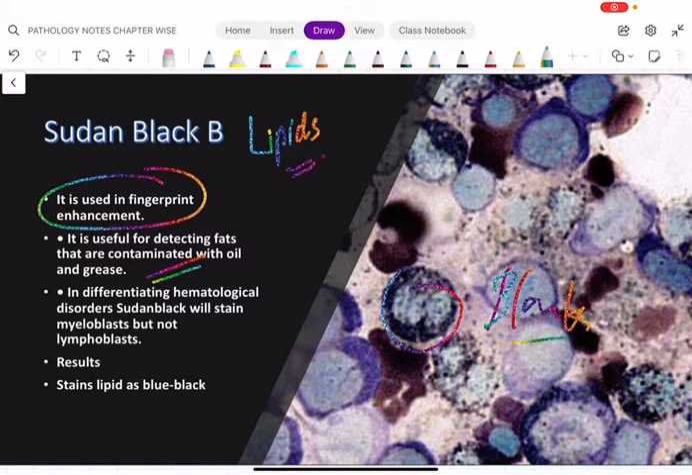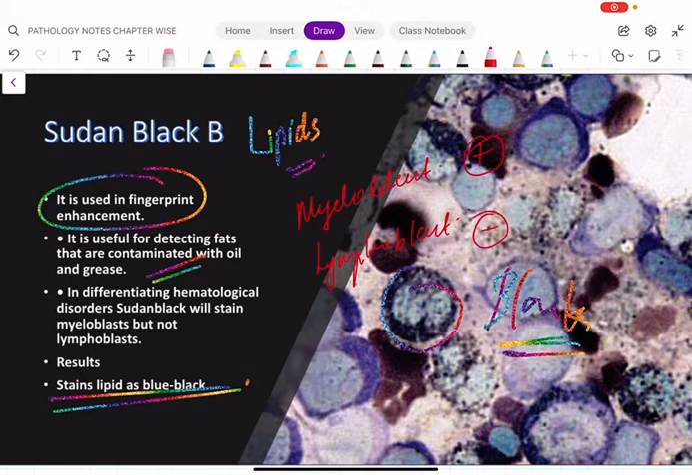The fats are stained black in color. That is why it is called Sudan black B. It will stain the lipids blue black in color, and the most important significance of Sudan black B is that it helps in differentiating myeloblast. You know, myeloblasts are the myeloid precursors and lymphoblasts are the lymphoid precursors. Remember, the myeloblast will stain positive for Sudan black B, and it will stain negative for lymphoblast.